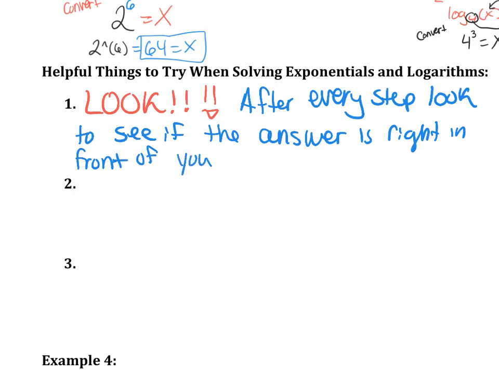Especially if x is already by itself. If your variable is already alone, then there's probably not much more you have to do.